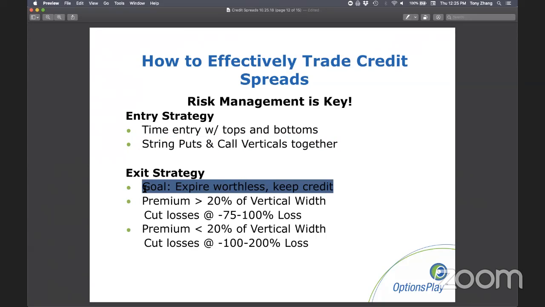Number one, the goal of a credit spread is to allow them to expire worthless. Keep the full credit that you've sold the spread for, and essentially do it again over and over again. That's the goal of selling a credit spread.